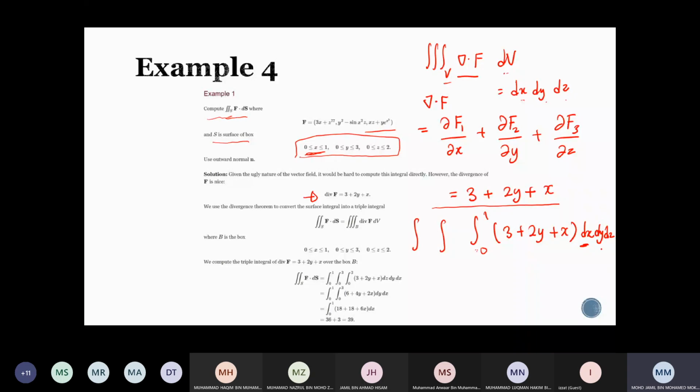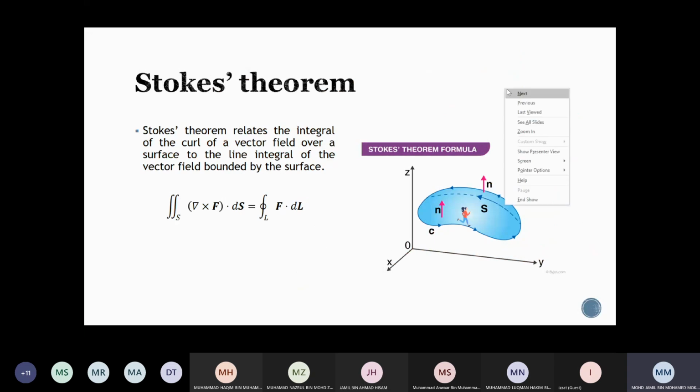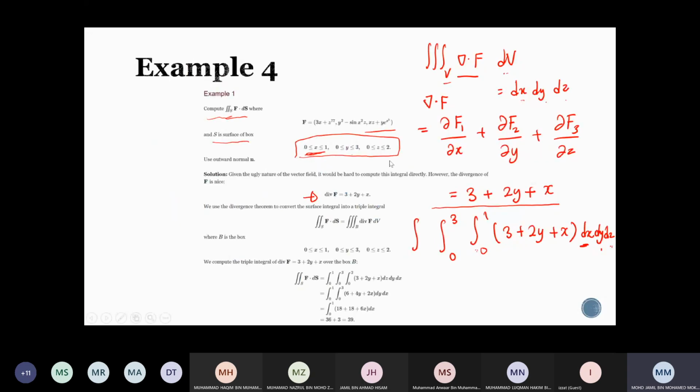and then followed by y. The range of y is 0 until 3, and then lastly the range of z, from 0 until 2. So you have to integrate this one by one. Firstly integrate this part here. That's basically how to do the triple integral.